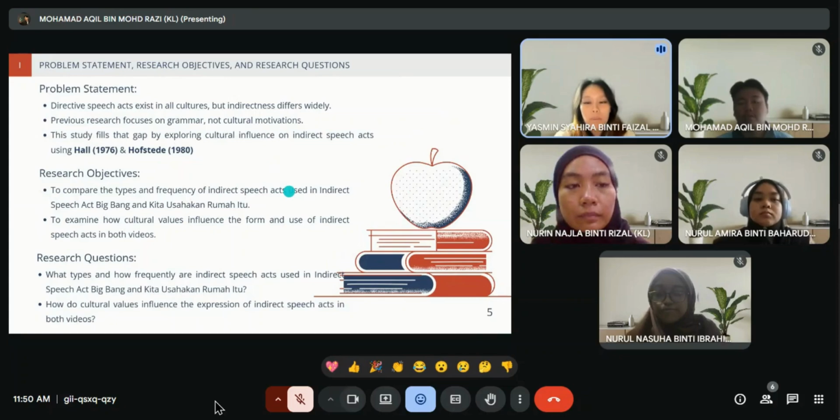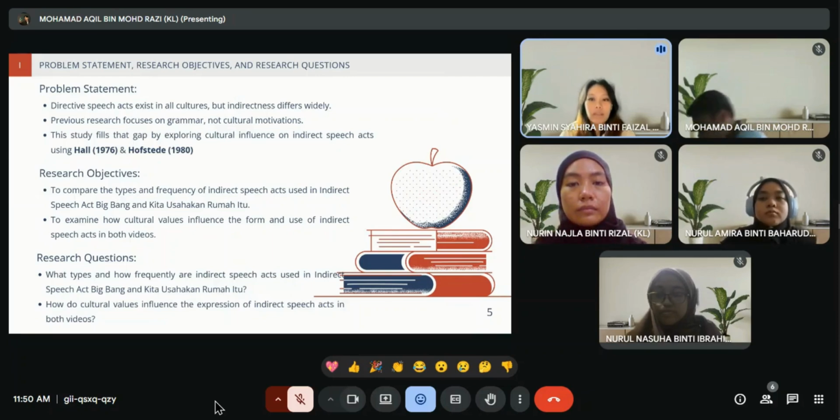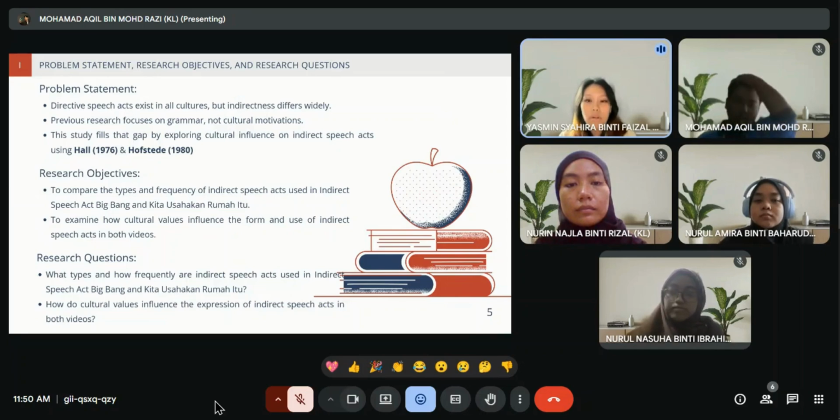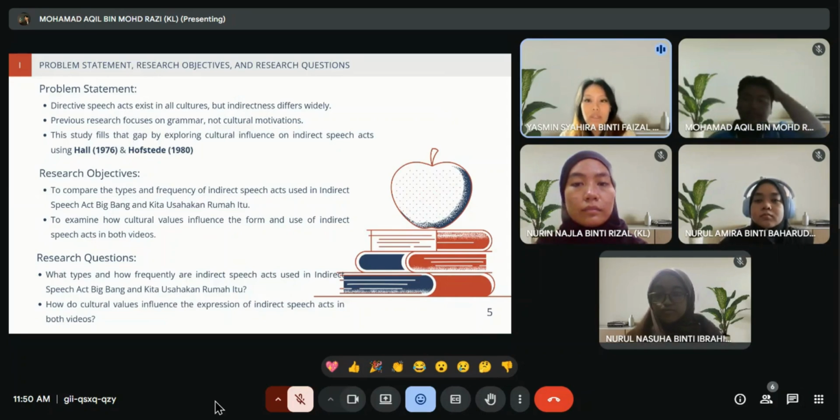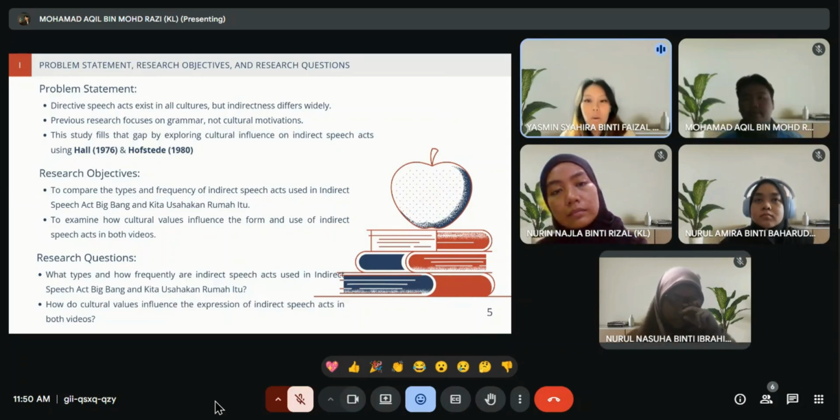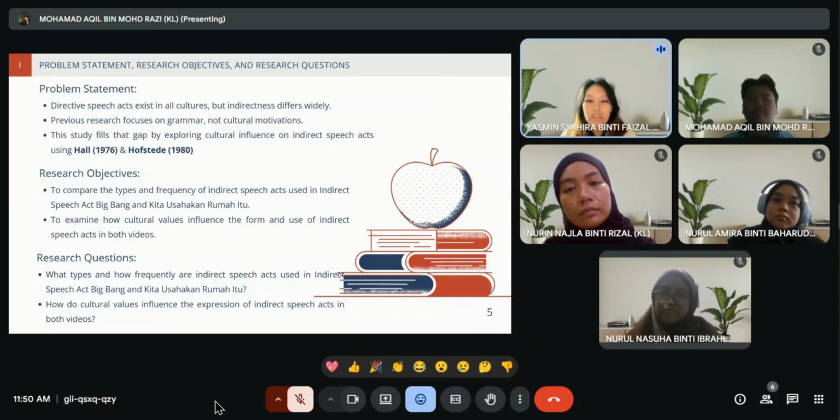Next is our problem statement. Even though all cultures use directive speech acts, the level of indirectness is not the same. Most previous studies focus more on grammar, so our study tries to fill the gap by looking at how culture actually shapes indirect speech acts.